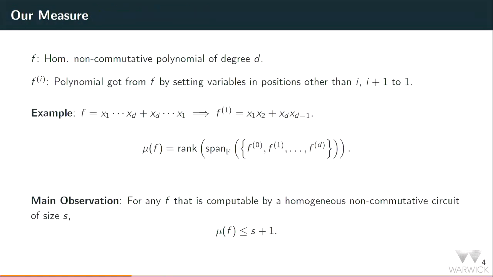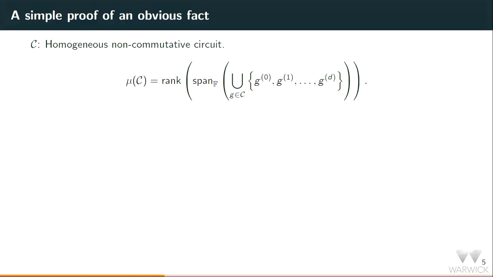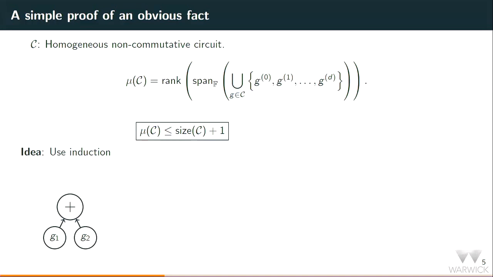Okay, so I've defined what the measure is for a polynomial. Now for a circuit, you will do the same thing, but across all polynomials that are computed at any gate in the circuit. That's the measure for a circuit. Okay, and we want to say that for any homogeneous non-commutative circuit C, the measure mu of C is at most the size. And the idea is using induction. Because it's a linear span, nothing changes when there is a plus gate, right? So there's no change in the measure at all.